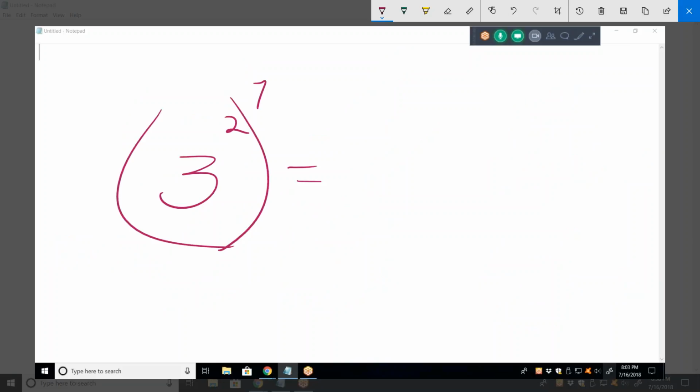In other words, I cannot use the rule of exponents on that. But if I put that in parentheses, now I can. 3 to the 14.